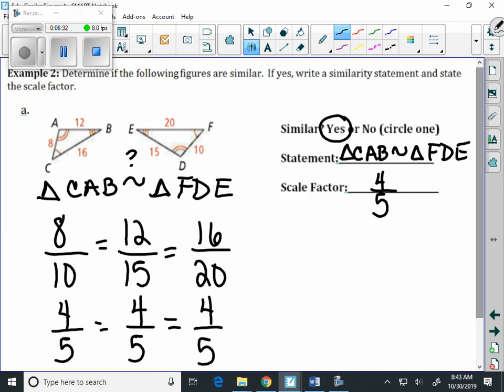I do want to say that there's a second option on this one in terms of the scale factor, because there was no given information at the beginning. We didn't say compare the left triangle to the right triangle. Your other scale factor could have been 5/4, because you would have been comparing this triangle to this triangle.